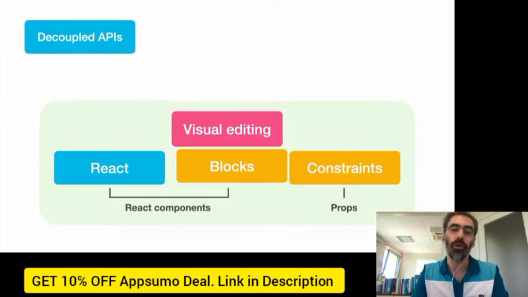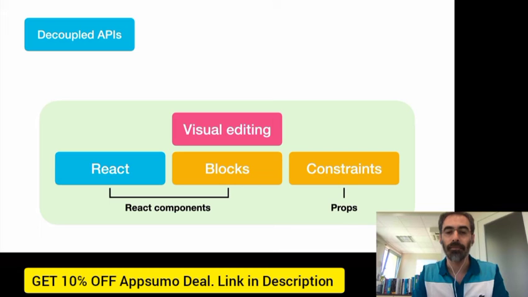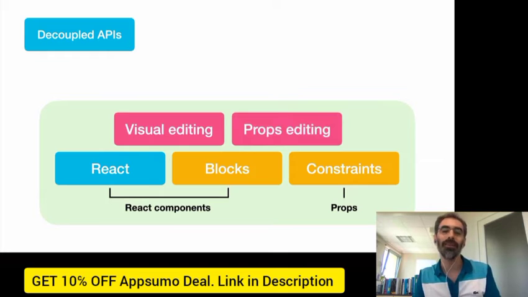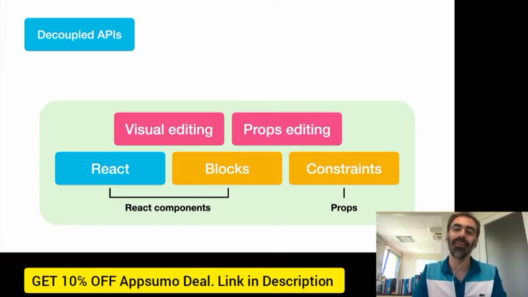And well, if we rearrange these blocks, we see that React and blocks go very well together. They're just React components, and the constraints can be set using the props of our components. And visual editing is really two things at once. It is the real what you see is what you get editing over the text and the images, and it is the ability to set props over our components, for example, the background color, using a sidebar controls.